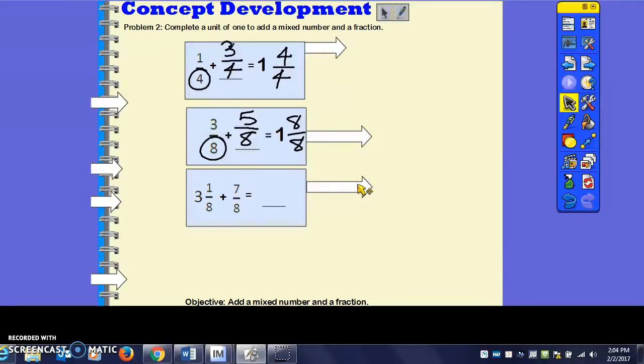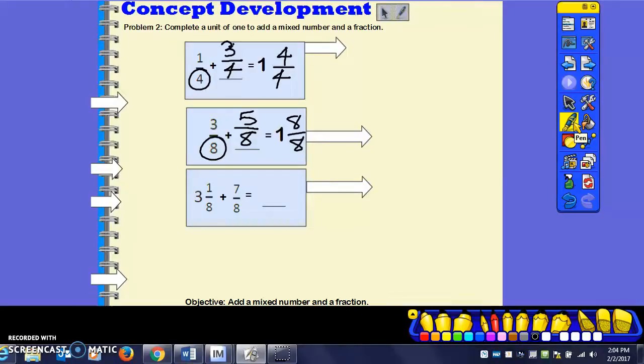3 1/8 plus 7/8 equals. Well, you're going to use the same steps as earlier. 3 plus nothing is 3. Always add my whole numbers first. And then 7 plus 1 is 8/8. Now, I'm not going to leave it like this. So if I know 8/8 is a whole, I'm just going to add that whole to the 3. So that is equal to how many wholes? 4 wholes. Very good. So 3 1/8 plus 7/8 is 4 wholes.